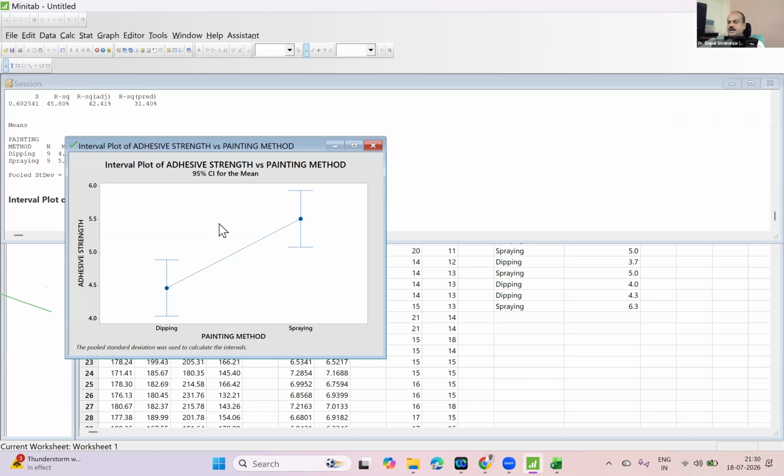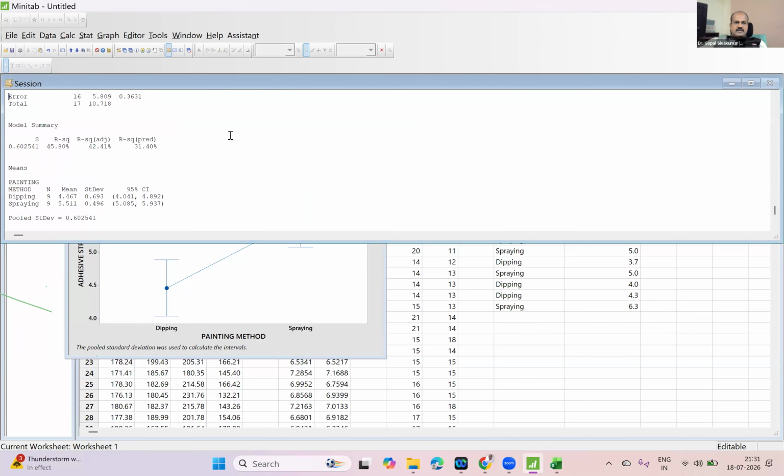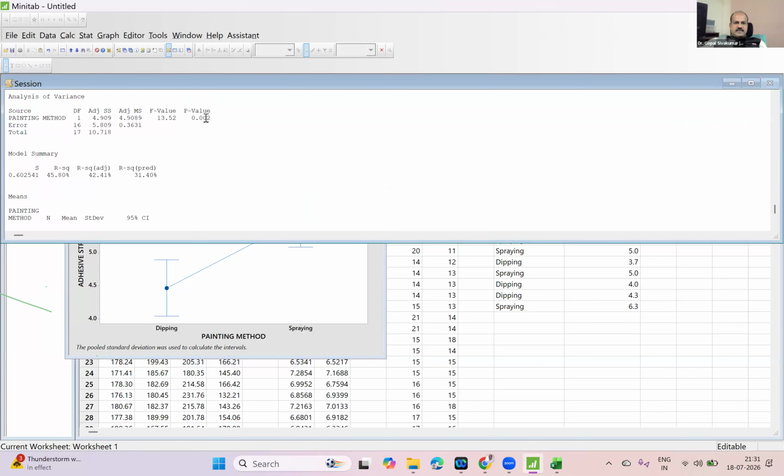Now you have to answer me. Is the painting method significant to the adhesive strength or insignificant? Significant. Yes. That is again evident with the p-value. See, your analysis will be more reliable if the associated p-value is less than 0.05. Clear, all of you? This is done.